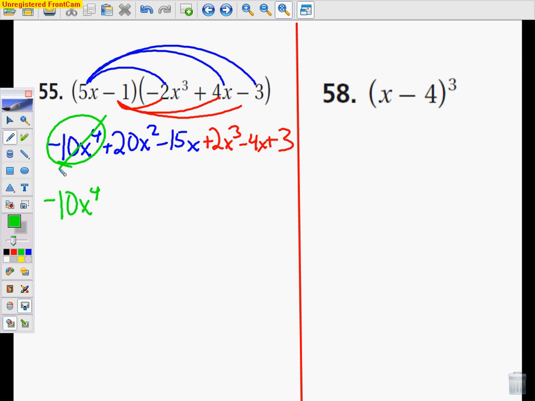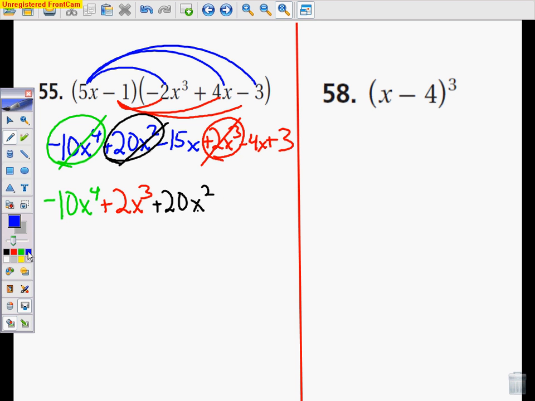When you go in standard form, you always want to go from highest exponent on the variable to lowest. So let's go to this positive 2x cubed. There's nothing like terms with that, so we're just going to bring that down, positive 2x cubed. And then let's go to our squared. We have a positive 20x squared, and there's nothing like terms with that, so we'll bring that down and cross that out.